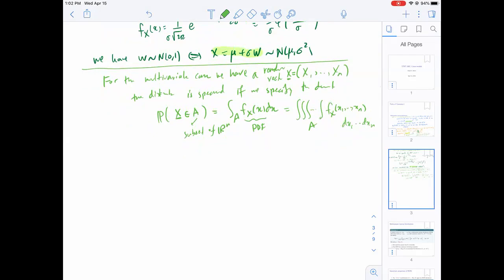And so this f_X of little x, I would say, this is just the map. It maps Rn to R. Okay, so it takes a vector and outputs a number, and then you integrate these.